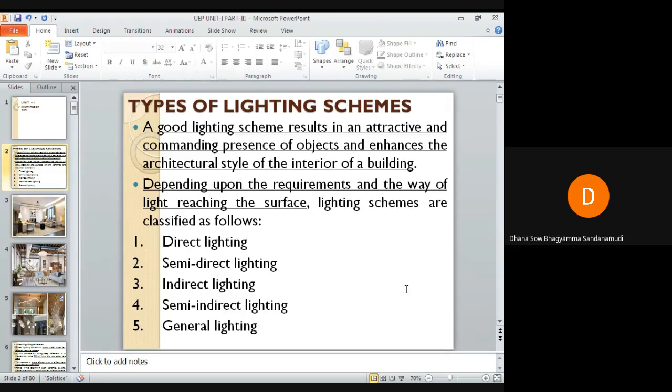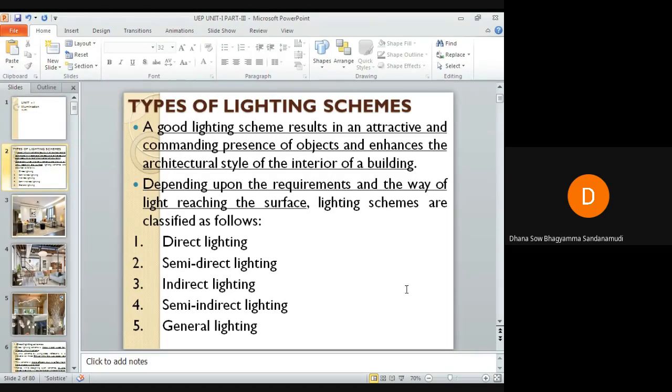Just now I have shown you three images. All these three images probably belong to three different houses, and depending on the requirement, people will fix different types of lamps in their houses at different locations. It is not necessary that the lamp should always be installed on the ceiling.